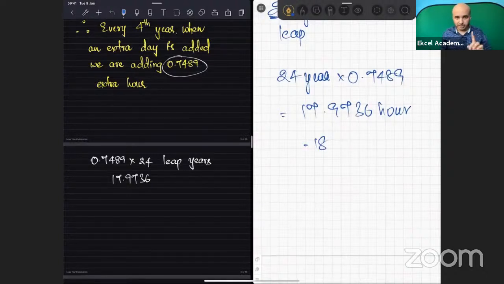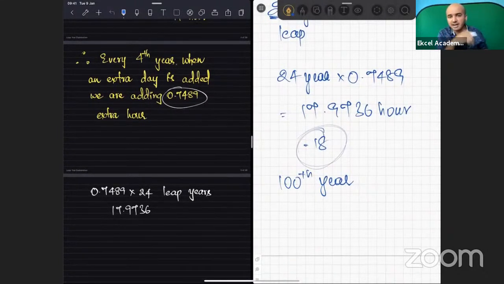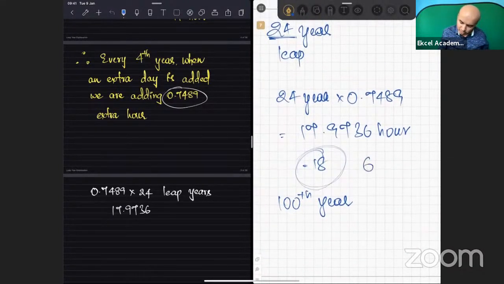So therefore, to ignore these 18 additional hours, what we do is every 100th year, even though it comes once in every 4 years, or rather any number divisible by 4 is a leap year, in case of the 100th year, that will also be divisible by 4, but for this reason we will make it a non-leap year. But we are only looking at 18 hours, no? Why should we make the 100th year a non-leap year? Very simple, because we will ignore those 6 hours.